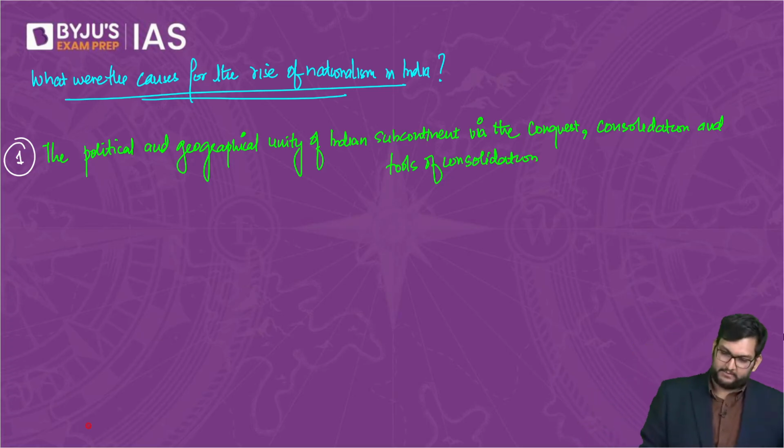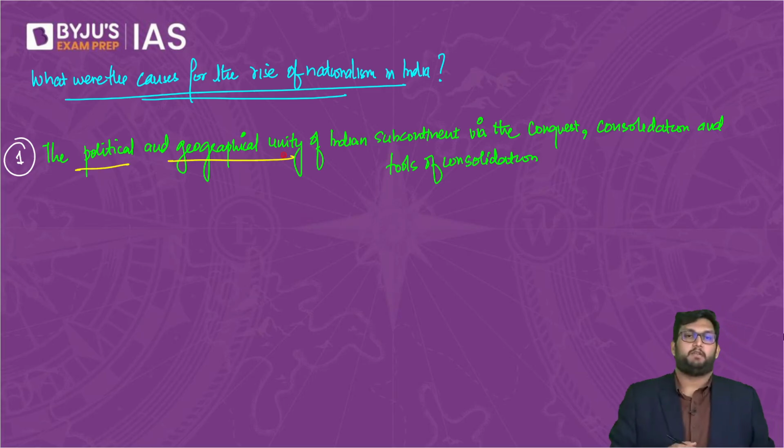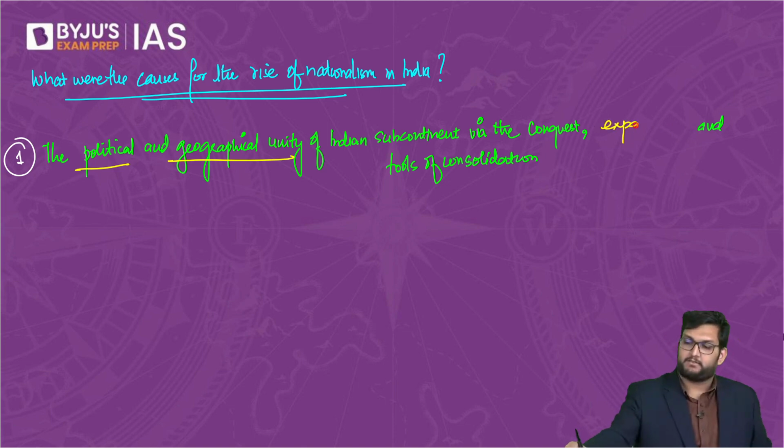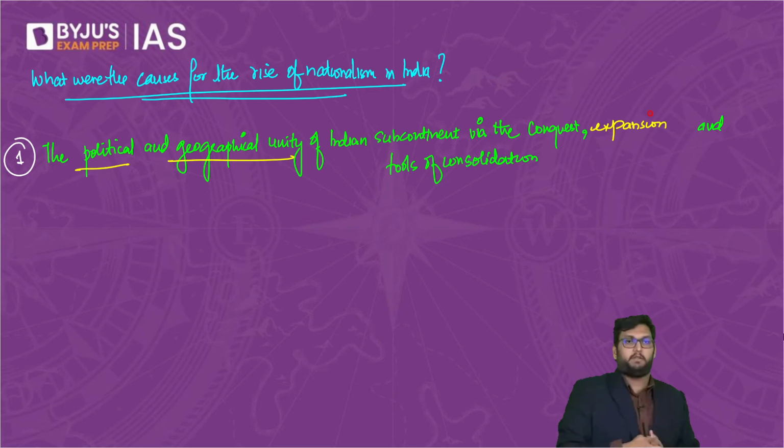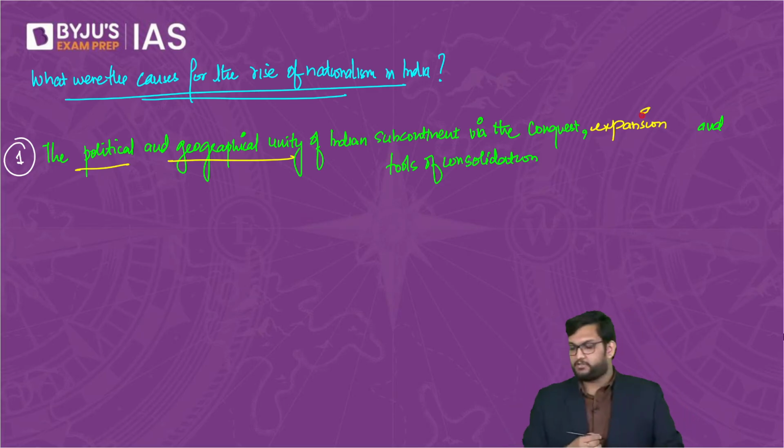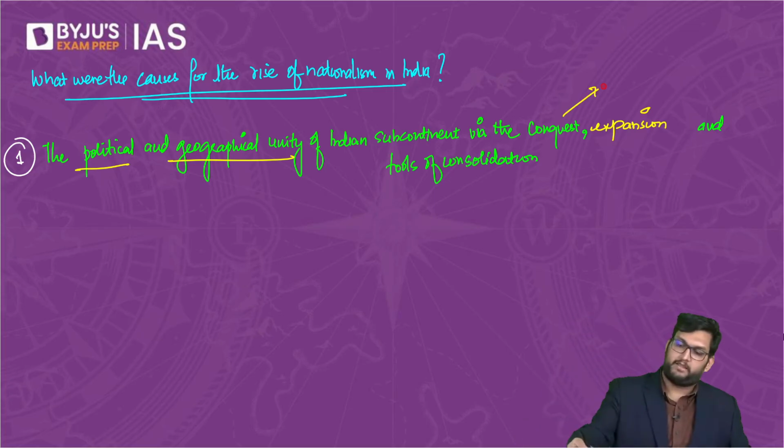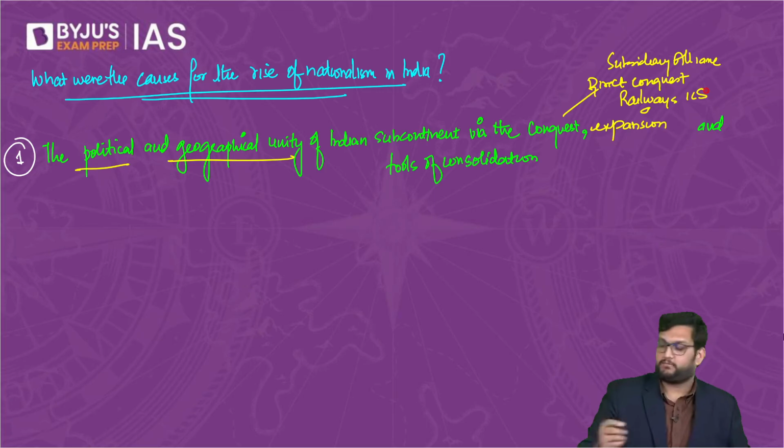So what they do is that they politically and geographically unite us, be it the conquest, or I'll use the word expansion here. Conquest, expansion, and tools of consolidation. Any issue in this? That we technically get politically and geographically united? Yes. So we have subsidiary alliance, direct conquest, you have railways, you have ICS, whatever be the case.